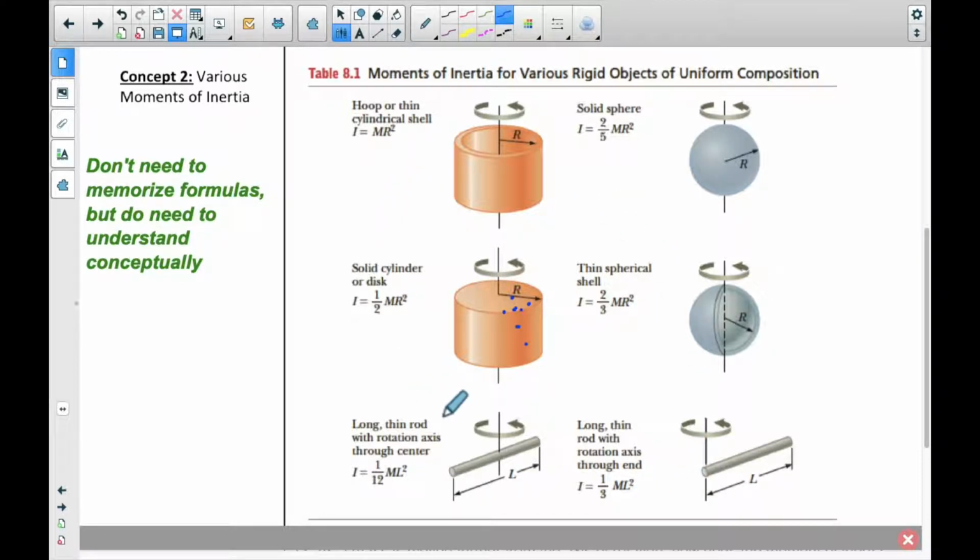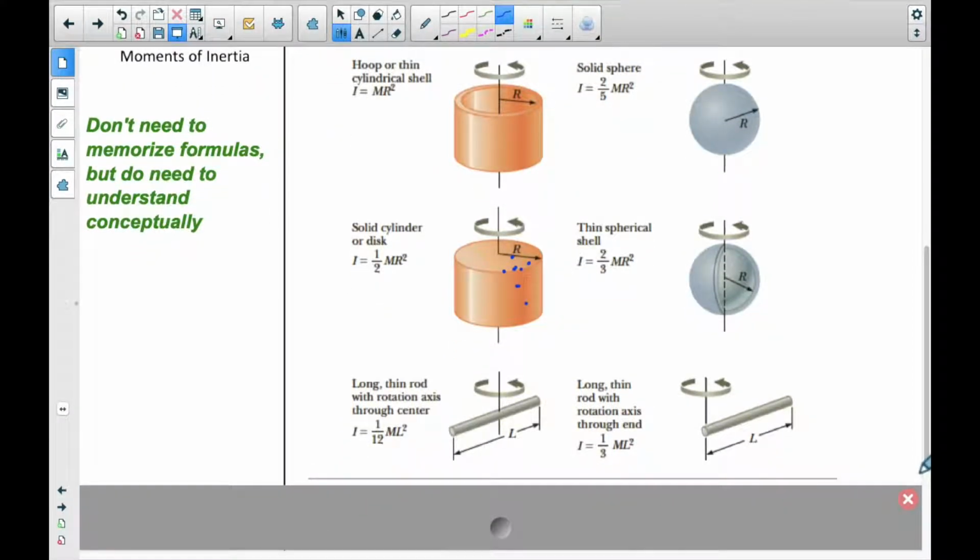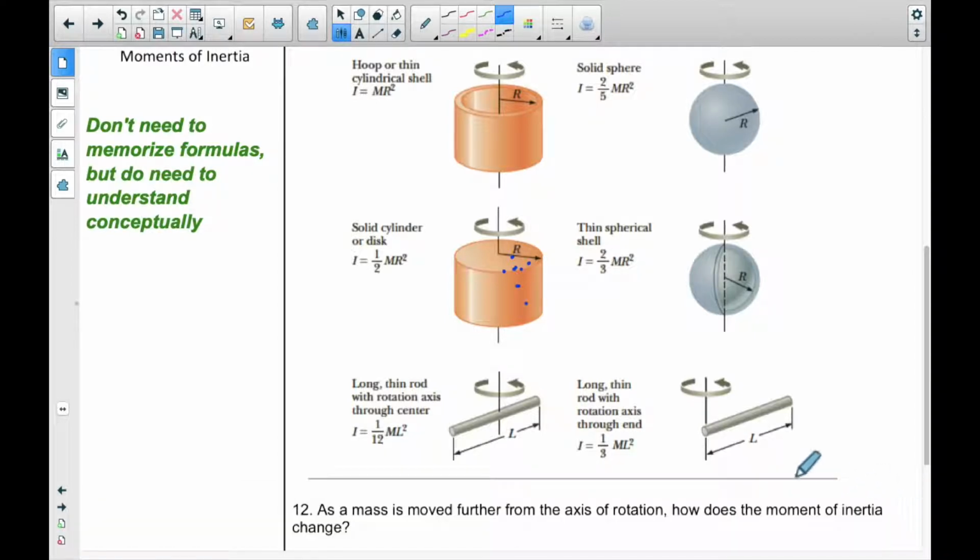And so let's look at all of these, and as you look at these, one thing that we want to be thinking about is if the mass is moved farther from the axis of rotation, how does the moment of inertia change? Well, how do you think that's going to change? If you spread it out farther, how is it going to change? Well, look at all these different formulas.